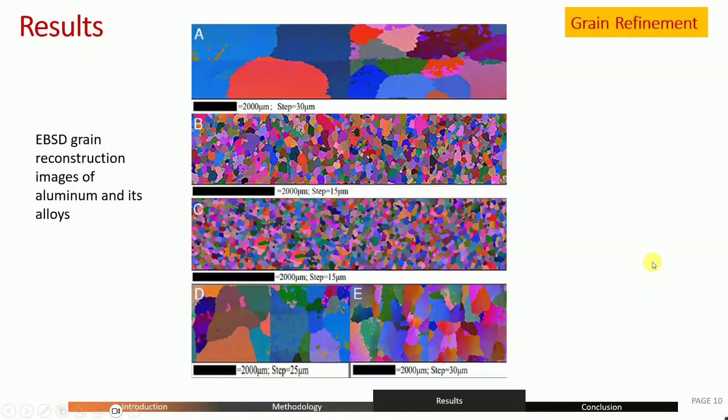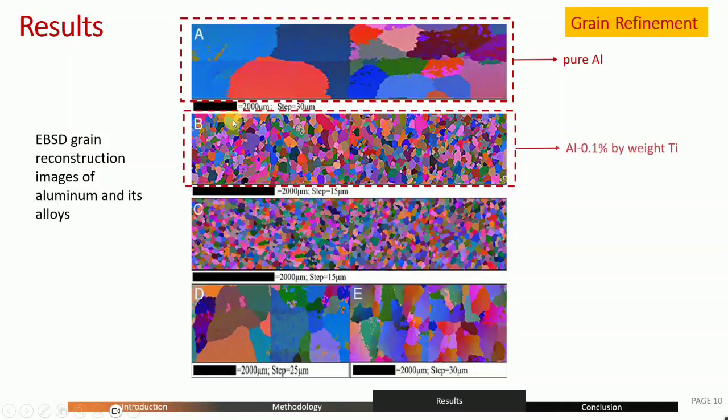So this is the main part, talking about the results, what they have got. Part A is as cast, or we can say pure aluminum, where nothing is done. We can see the length of the grain is quite high. When they added 0.1% of titanium, they found a tremendous amount of grain refinement. We can see the difference in the pictures A and B. So there is a tremendous amount of grain refinement in both comparisons. For EBSD, they used a step size of 50 micrometer because the grains are quite fine, and compared to that, for the aluminum they took 30 micrometer because it has quite large grains.